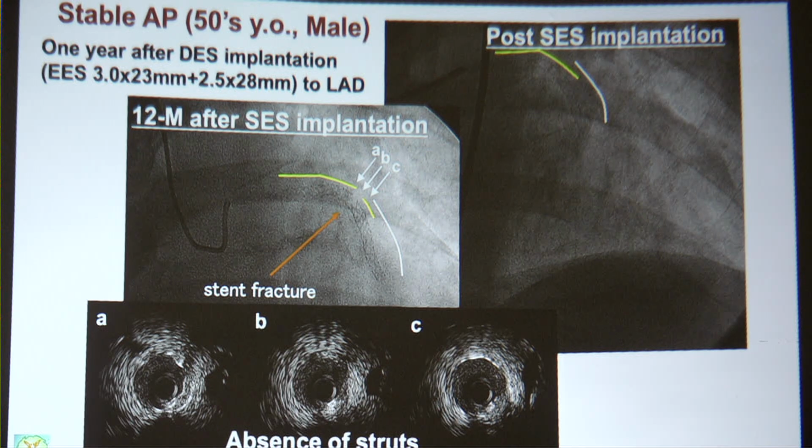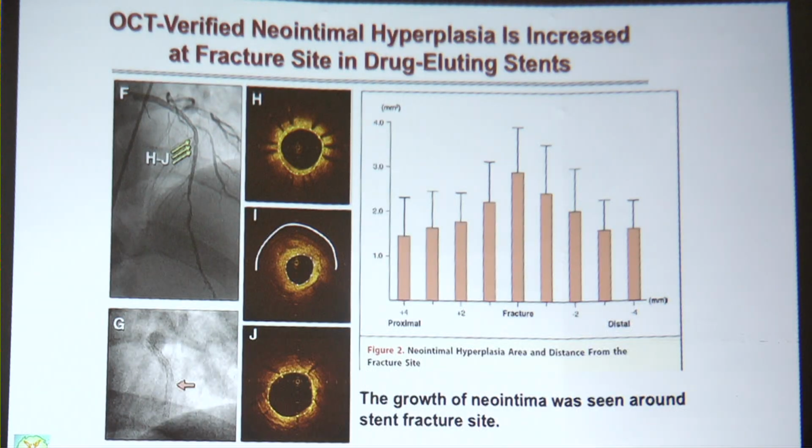And this is a stent fracture, right? At the time of ACS implantation, the stent was okay, but after 1 year of follow-up, we can identify the fracture here. By imaging, you can identify absence of struts at the site of the fracture, and proximal and distal to it you can identify the stent by imaging.